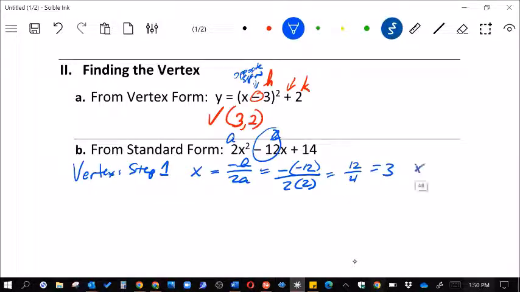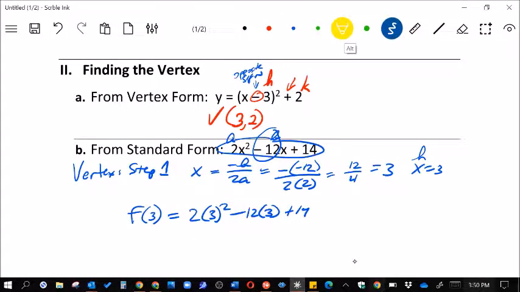So once we get that x is equal to 3, now we need the y value, and that's actually k here. So let's put the 3 back in. What we get is the function at 3 is going to be equal to 2 times 3 squared, minus 12 times 3 plus 14, using this expression up there. And now I'll calculate it out.